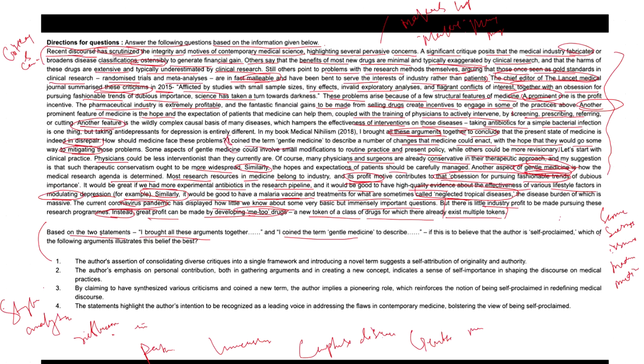How should medicine face these problems? I coined the term gentle medicine to describe a number of changes that medicine could enact with the hope that they would go some way to reducing these problems, isn't it? So what does it say? It means, if this is to be believed, the author is self-proclaimed, right? Which of the following arguments illustrates the belief or disbelief the best? Look at the choices. The first choice stated the author's declaration of consolidating diverse critics into a single framework and introducing a novel term suggests a self attributing of originality and authority.